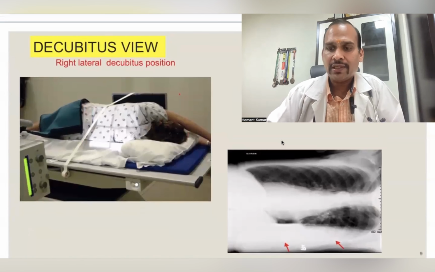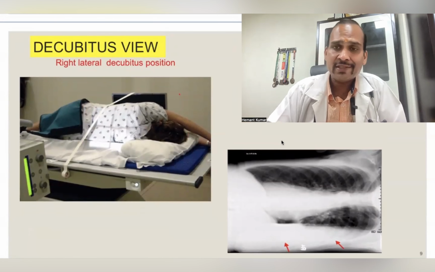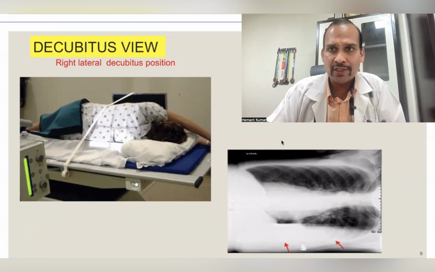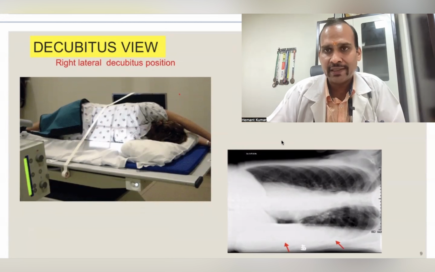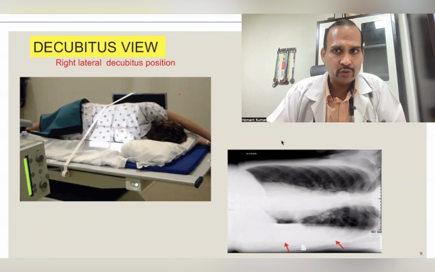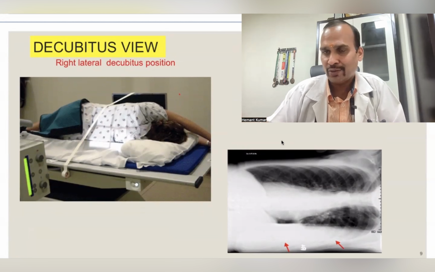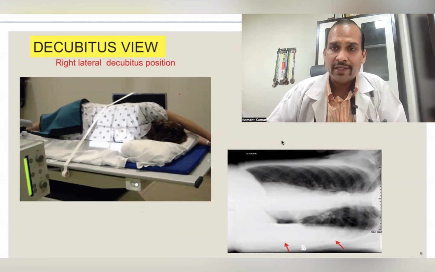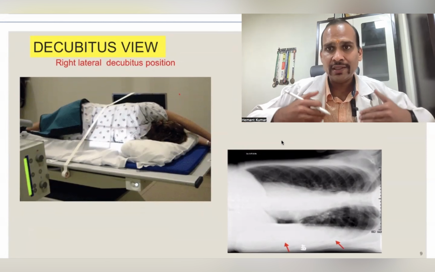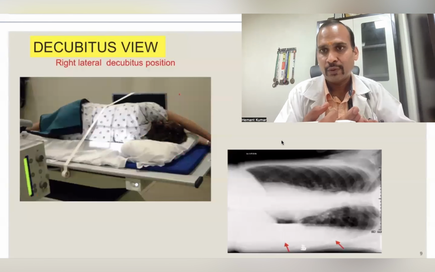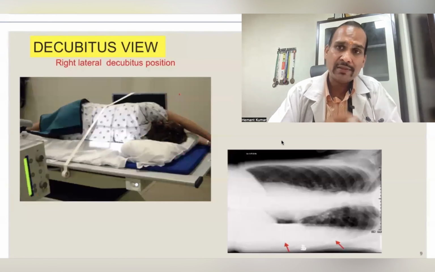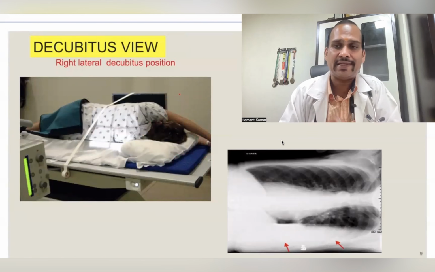Then another view is the decubitus view. This is not commonly done nowadays because of ultrasound and CT scan, but previously it was very useful. It is still useful nowadays when there is no facility for CT scan or ultrasound, meaning in the periphery. So what is done in this one? Asking the patient to lie down on their lateral side. The concept is to diagnose minimal pleural effusion by X-ray.